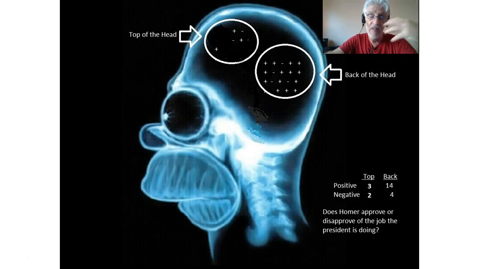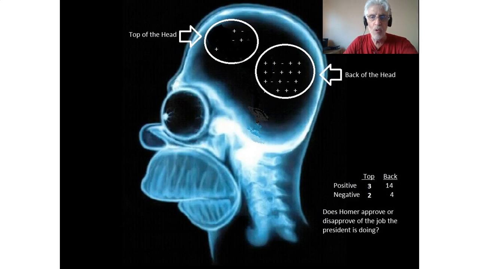In the back of his head, there are more attitudes. And in this case, he's got 14 positive attitudes and only 4 negative attitudes. So overall, in both the top of his head and the back of his head, there's 17 positive attitudes and 6 negative attitudes. So that's the layout that we have here. So how does the memory-based model work?